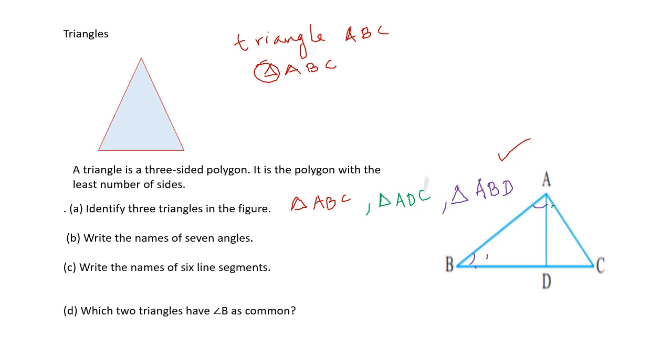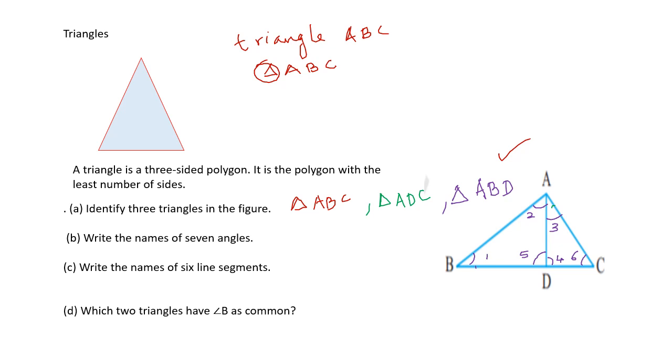This is my second angle. This is my third angle. This is my fourth angle. This is my fifth angle. This is my sixth angle. Now where is my seventh angle, children? Where do I have the seventh angle? They have named the 7 angles. Where is the 7th angle?